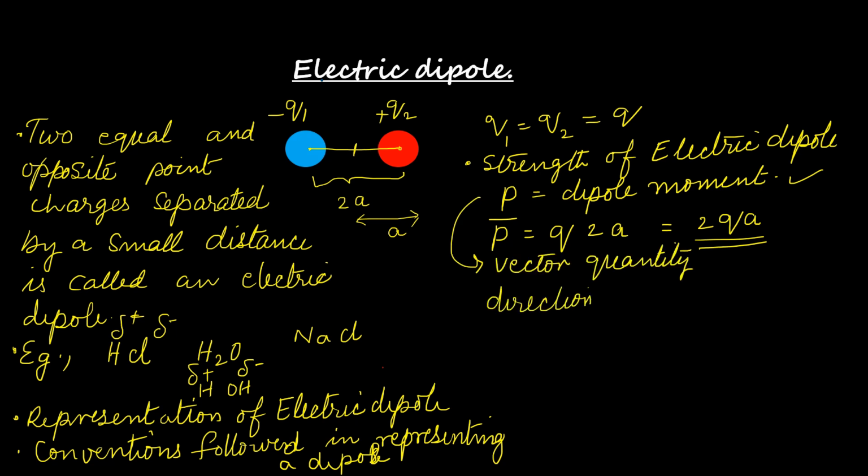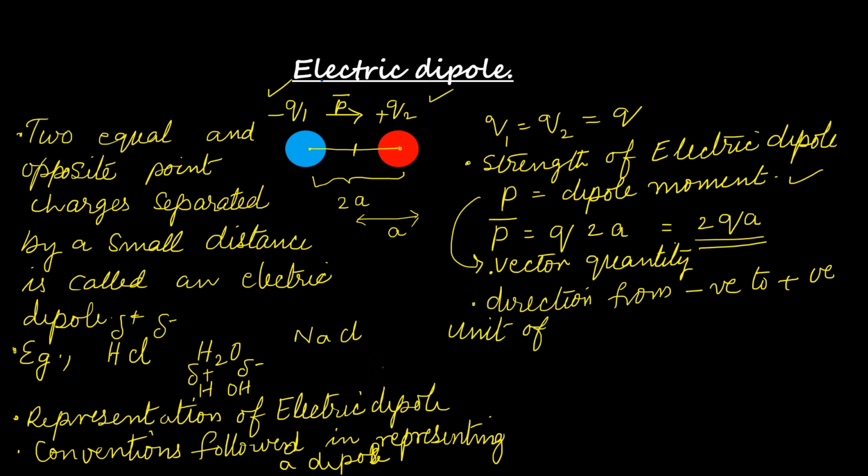What is the direction? The direction is from the negative charge to the positive charge. That is along this direction. P is along this direction. So that is why by convention we always represent the negative charge on the left hand side and positive charge on the right hand side. It becomes very easy to remember. We have seen the direction.